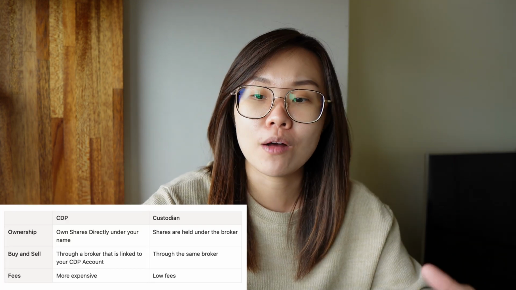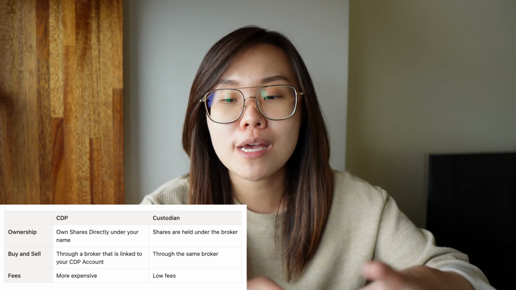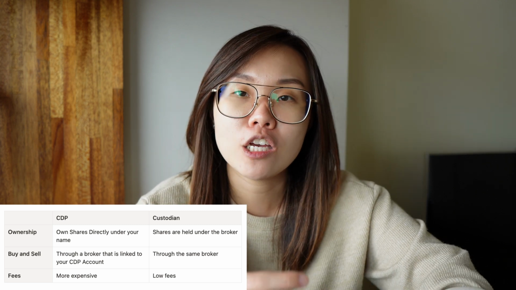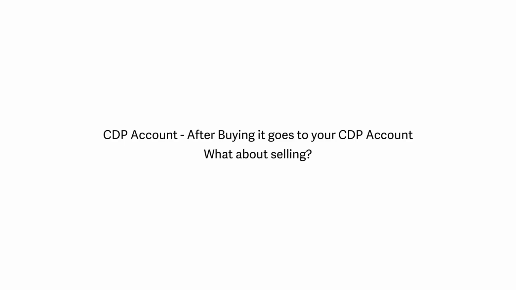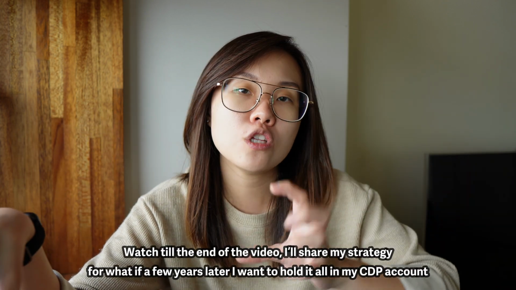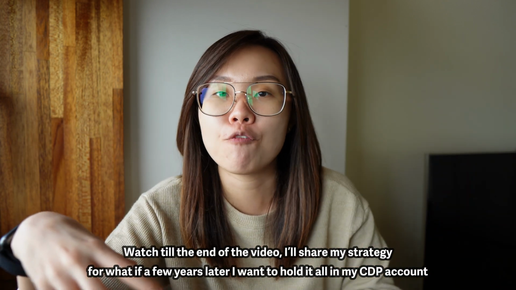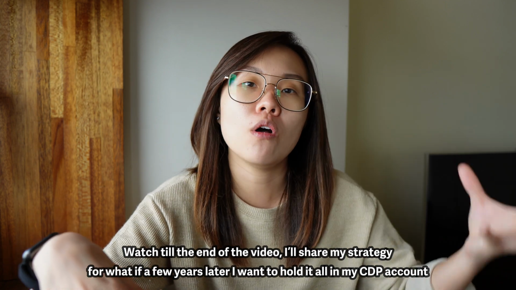Let's look at this table of differences between a CDP account and a custodian account. Ownership: as I mentioned, you own the shares directly under your name when you buy through a CDP linked broker. After buying, it goes into your CDP account. So what about selling the shares in your CDP account? It doesn't mean that if you buy with DBS Vickers, you need to sell with DBS Vickers. You can also sell through another broker that is linked to your CDP account. On the contrary, with a custodian account, you need to buy and sell through the same platform. So if I buy on Moomoo Singapore, I need to sell on Moomoo Singapore.